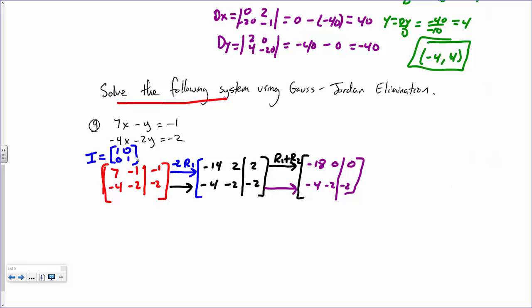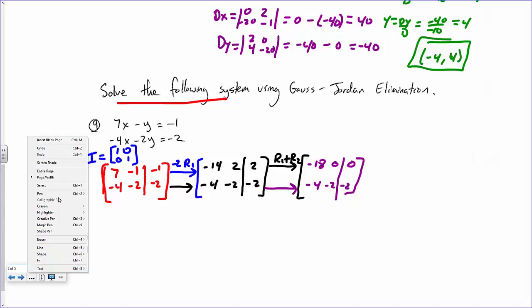That's what I have. My next step, since I have a 0 on the top right now, is to get a 0 on the bottom left. So I need to get a 0 where this negative 4 is. Now this can be achieved a couple of different ways, but what I'm going to notice is that if I multiply 18 by 2, I'll get 36, and if I multiply 4 by 9, I'll get 36. So I can just do a couple other row operations here.